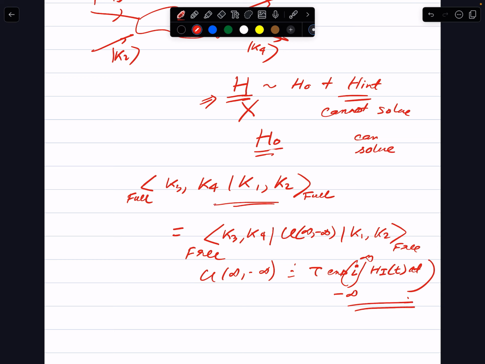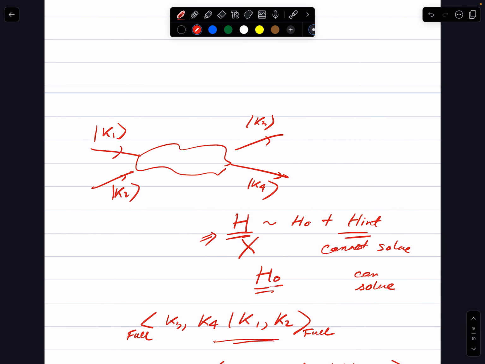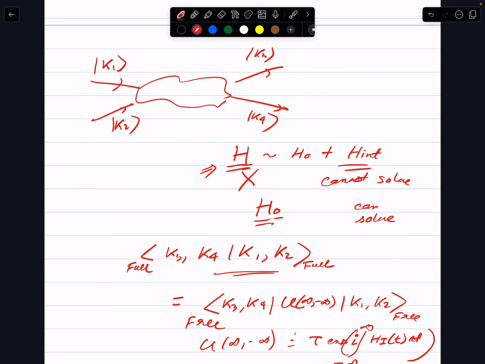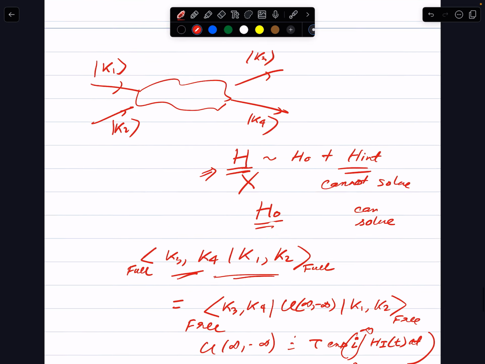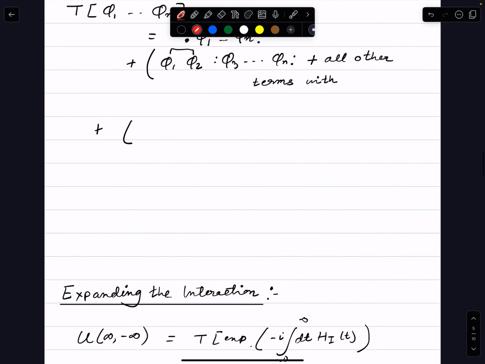All we need to calculate is this, and we need the assumption that at early enough times and at late enough times, the full eigenstates approach the free eigenstates because interaction is not happening. Okay, so this is the upshot of all the technical things that we said.